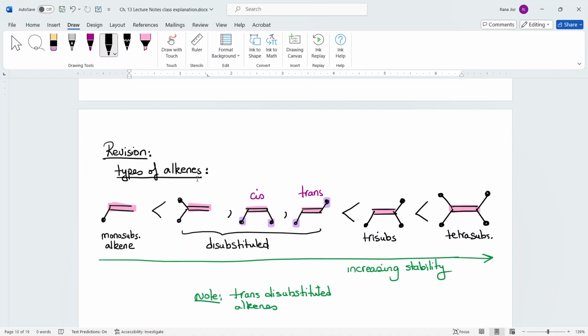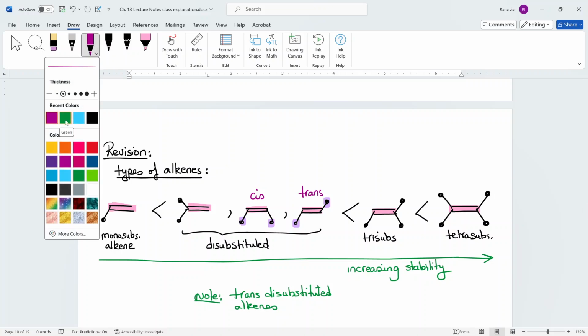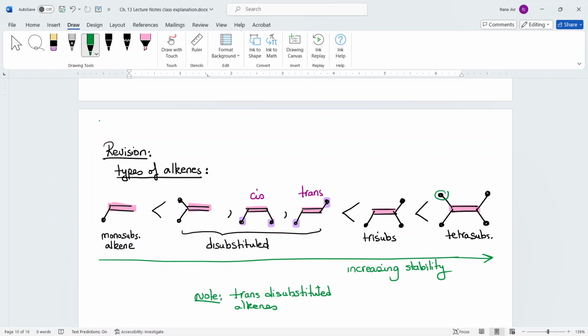And we said that alkenes can be either monosubstituted, disubstituted, tri-, and tetrasubstituted. By definition, the more carbons around the double bond, the more stable the double bond is, so the more major it is. This is the rule.